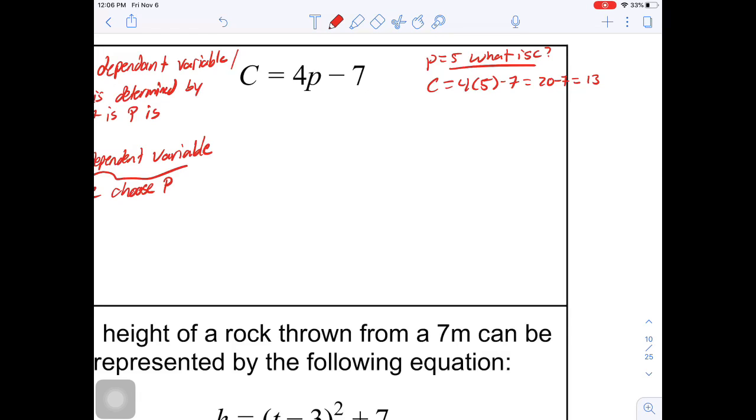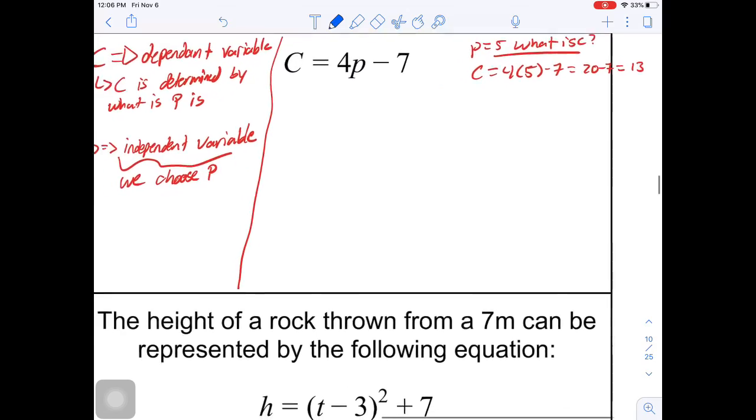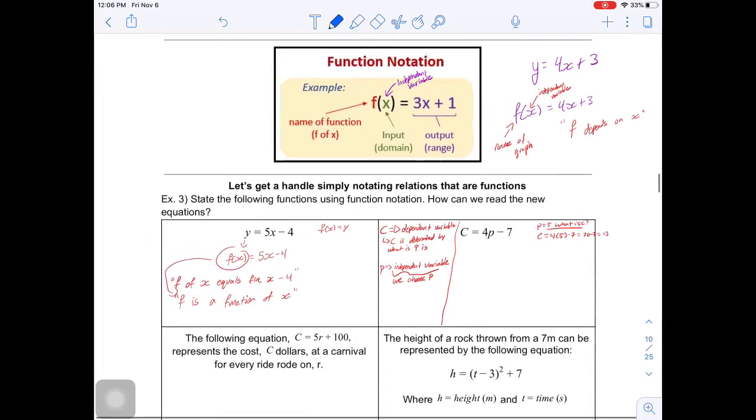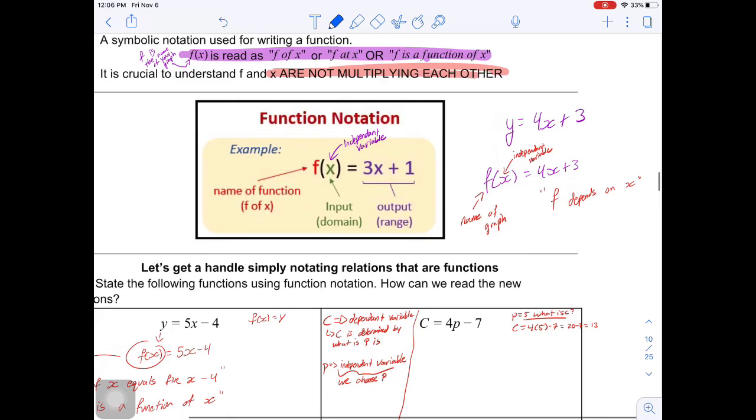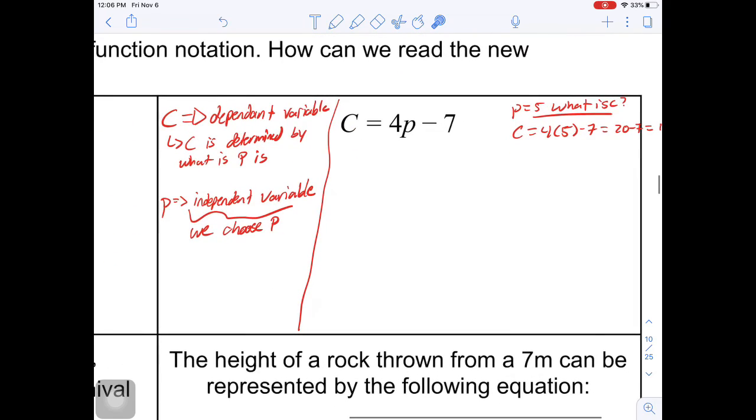Anyways, we need to represent this using function notation. So function notation, remember, we read it as, up here, f is a function of x. Well, here, c is a function of p. So c is described in terms of p.